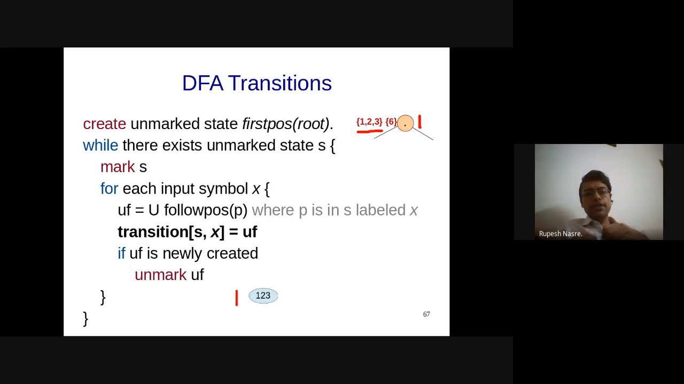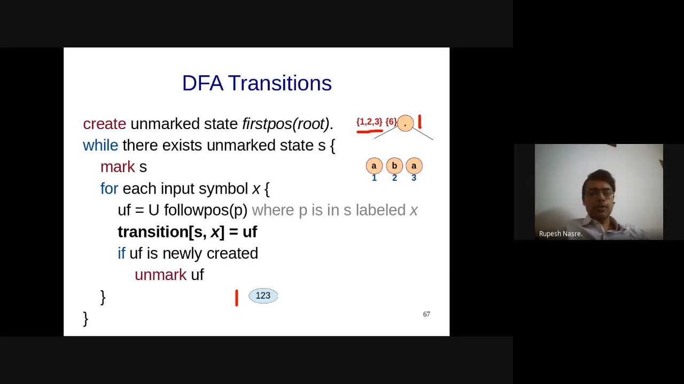So for each of these P, I am going to create a label with this alphabet X, that is our input symbol X. Take the union of all the positions which I can reach, and that defines my new position. If that new position is 1, 2, 3, I am going to add a self loop in this 1, 2, 3 example. If it is something other than that, then I need to create a new state. So I'll show that with this.